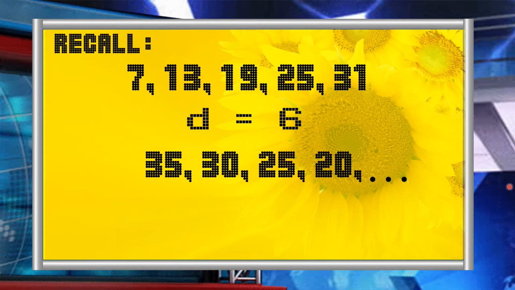How about in this one? 35, 30, 25, 20, and so on. Pagka meron tayong ellipsis sa dulo, meaning it doesn't have a last term. So we call it as infinite sequence. And in this example, ano naman yung ating common difference? Very good. It's negative 5.